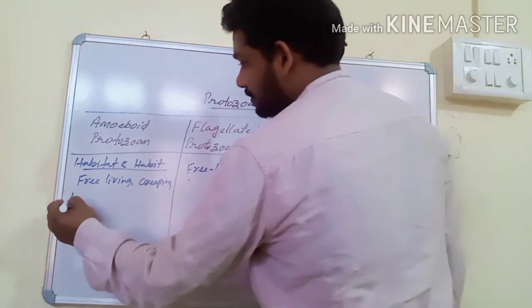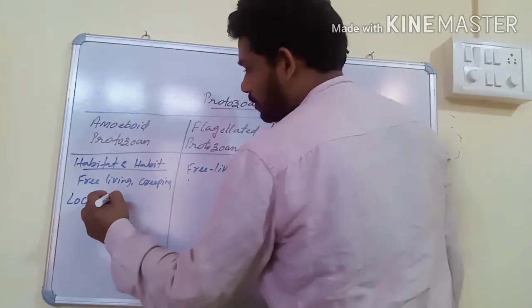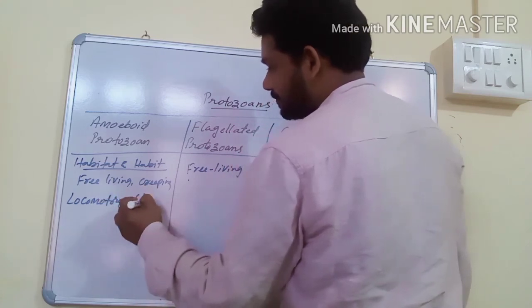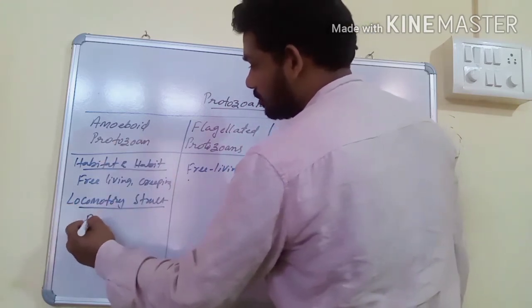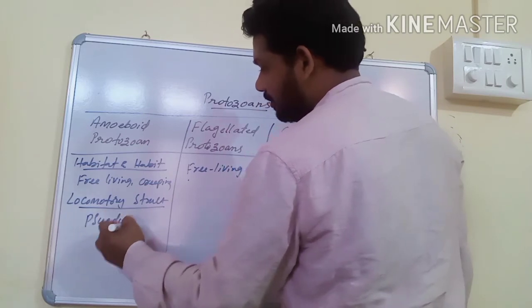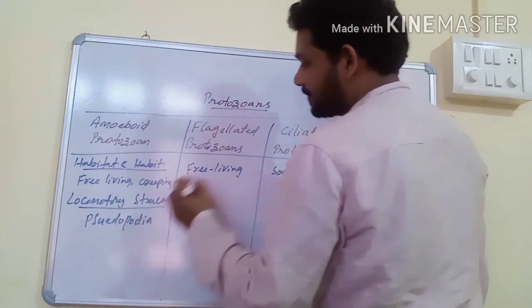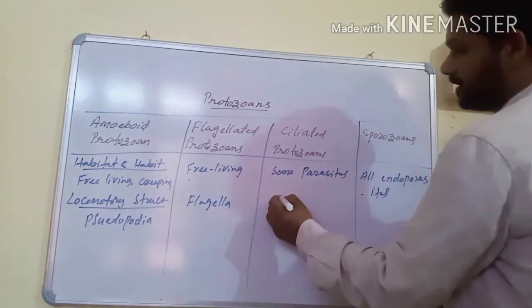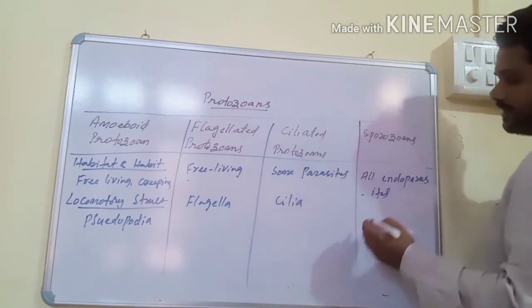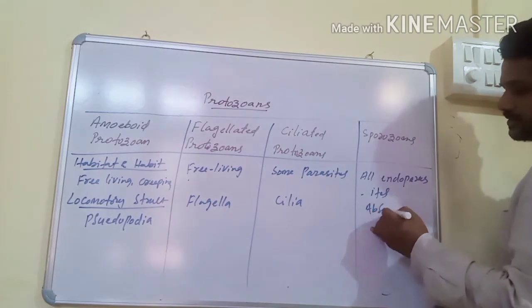Next character, locomotory structure. In amoeboid protozoans, locomotion occurs with the help of pseudopodia. In flagellated protozoans, with the help of flagella. In ciliated protozoans, with the help of cilia. In sporozoans, locomotory organelles are usually absent.